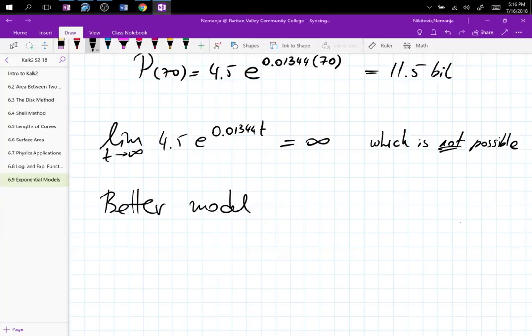The better model is something that would look like this. You start with some kind of initial population P0, and then it goes and it flattens out. So let's say we have the carrying capacity there, and there we go. So in time, this is what happens with the population on a real scale. So you have the carrying capacity K, right? And the carrying capacity K would be the limit of what you can hit. So now if you have a logistics model and you take the limit of the logistics model, you will actually come up with a number that is K.